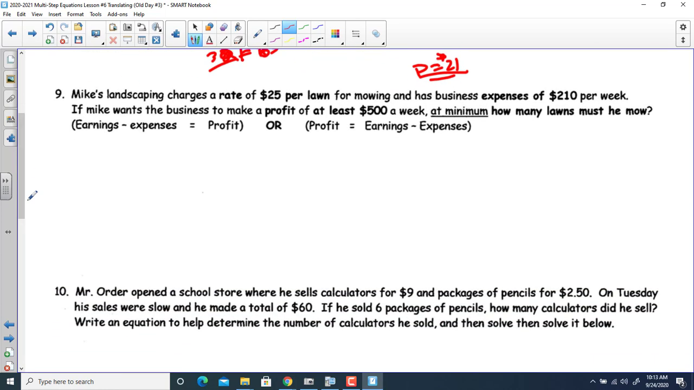Okay, so here's where we talk about revenue, profit, and expenses. Mike's landscaping charges a rate of $25 per lawn for mowing. Hey, underline, circle, star important information. And has a business expense of $210 per week. $25 per lawn, $210 per week. If Mike wants his business to make a profit of at least $500 a week, at minimum, how many lawns must he mow?